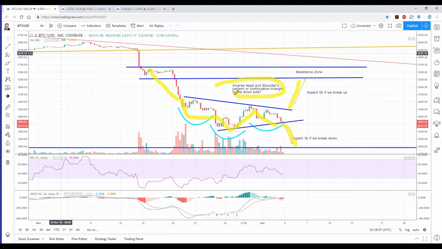So we have the inverse head and shoulders forming from the downtrend, and because of the reversal pattern, there is more likelihood that we're going to move into a breakout upward.